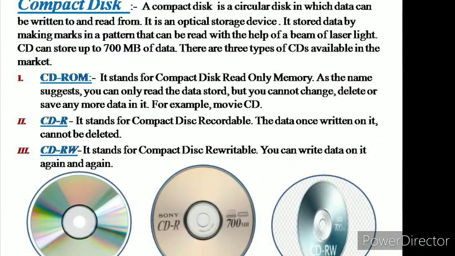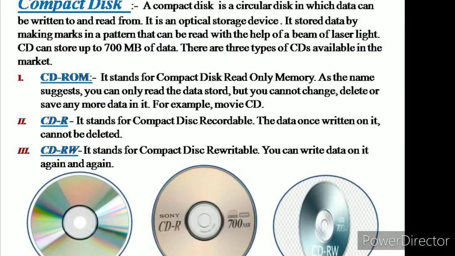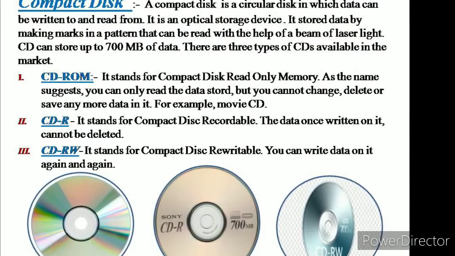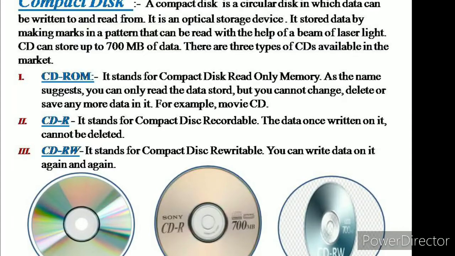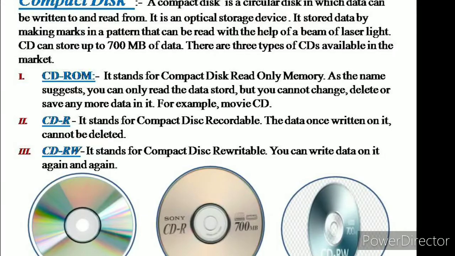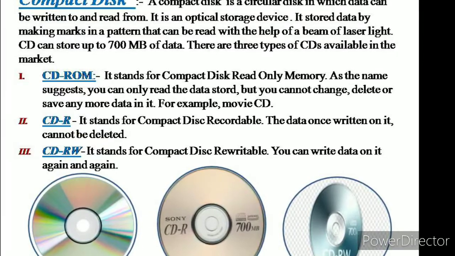Compact disk. A compact disk is a circular disk in which data can be written to and read from. It is an optical storage device. It stores data by making marks in a pattern that can be read with the help of a beam of laser light. A CD can store up to 700 MB of data.